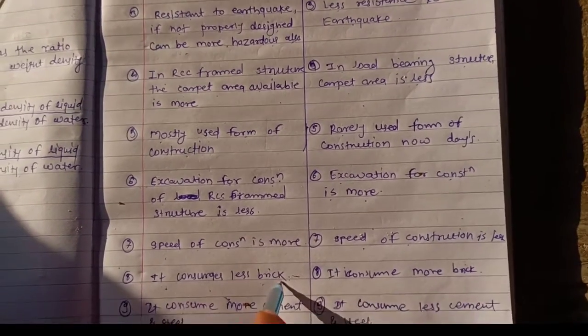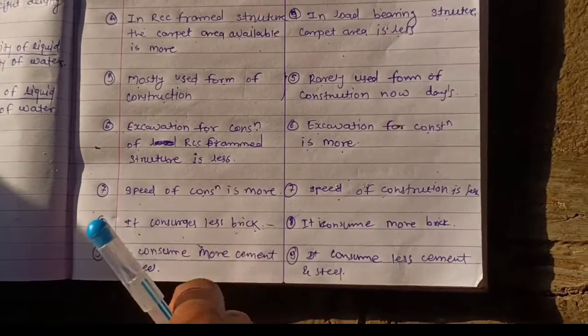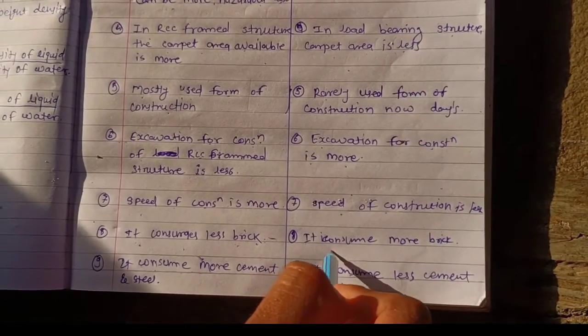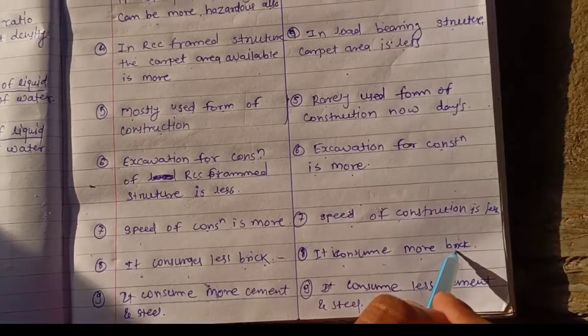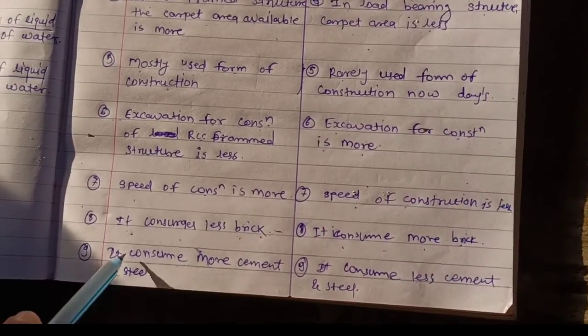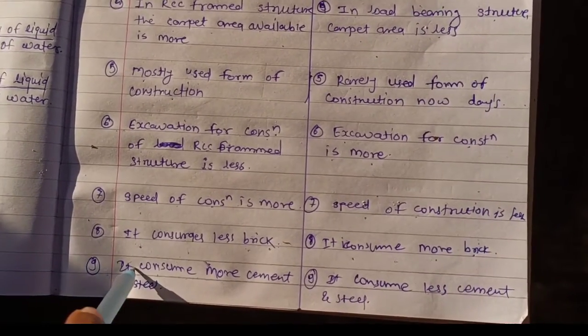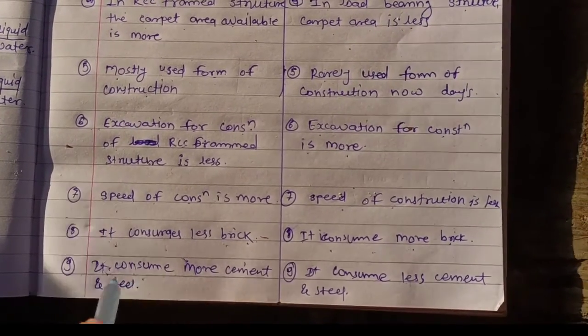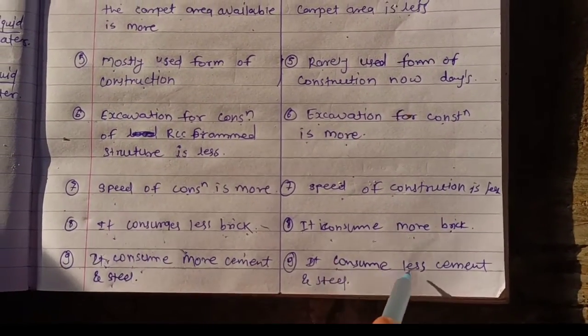It consumes fewer bricks. In RCC, fewer bricks are used, and in load bearing structure, it consumes more bricks. And in RCC, it consumes more cement and steel. And load bearing consumes less cement and steel.